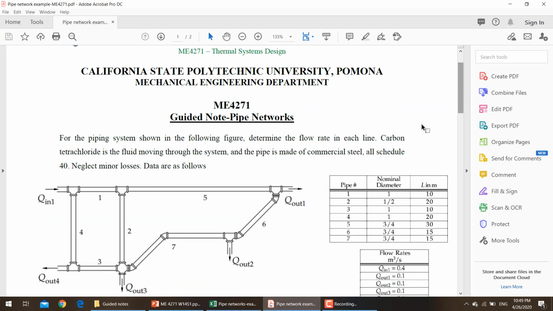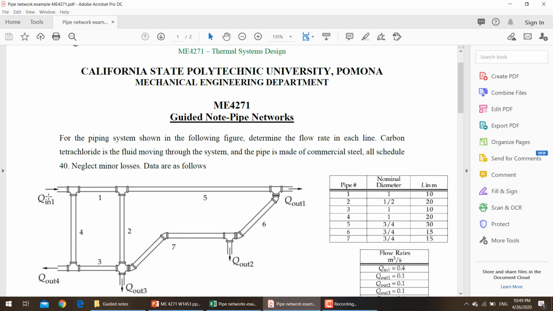So the first step to solve this type of problem, we need to collect some data. So what are those data? We need to find the density and viscosity for the flow.